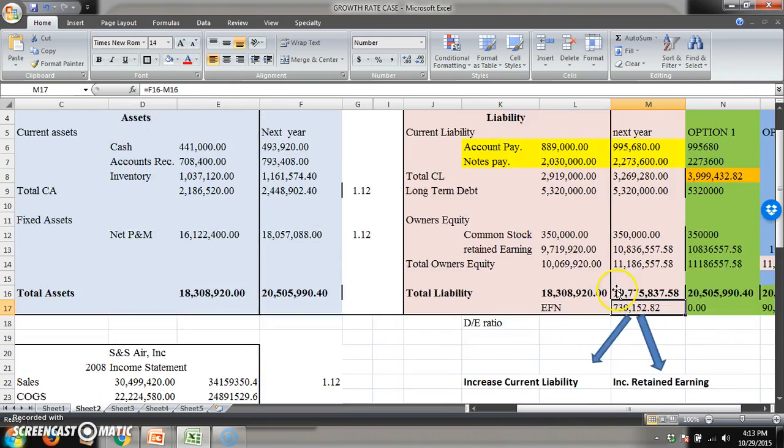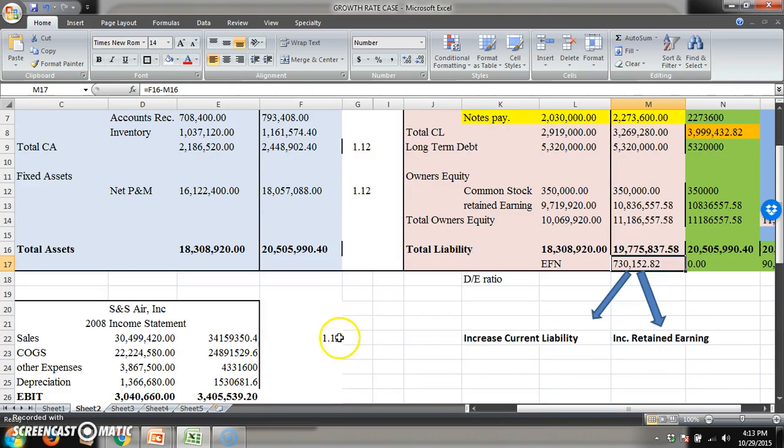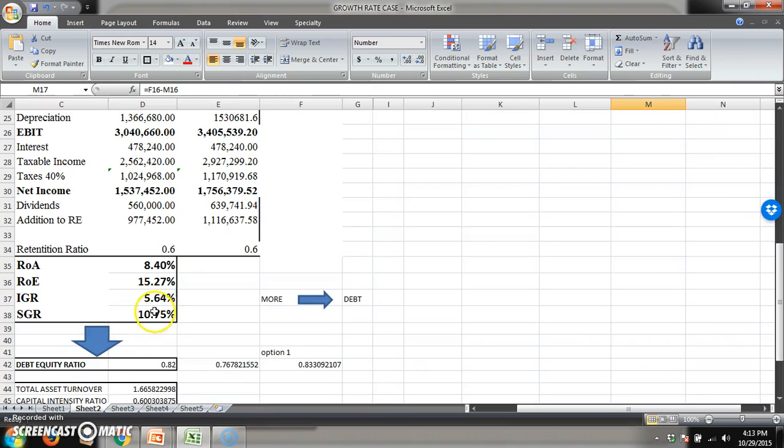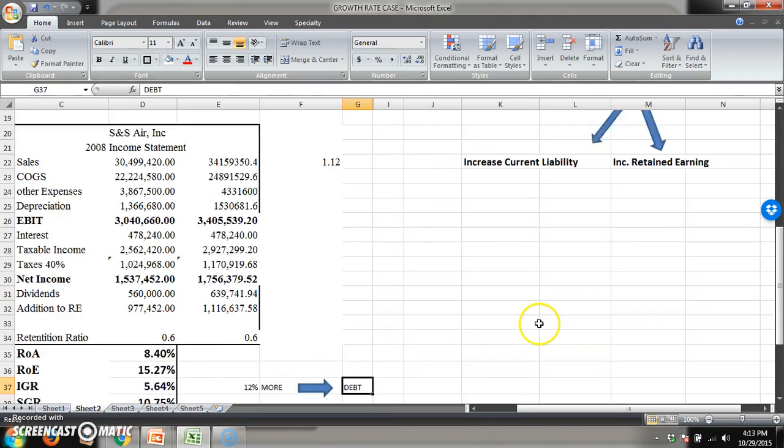Now, so the question is, as we already see here, that internal growth rate is 5.64, the sustainable growth rate is 10.75. Therefore, if we want to grow at 12%, we will have to increase the debt in our balance sheet.